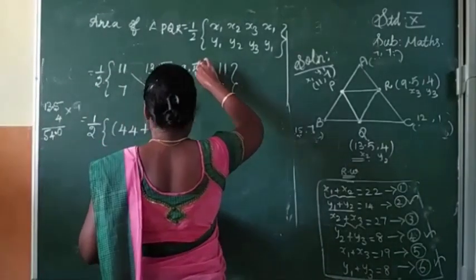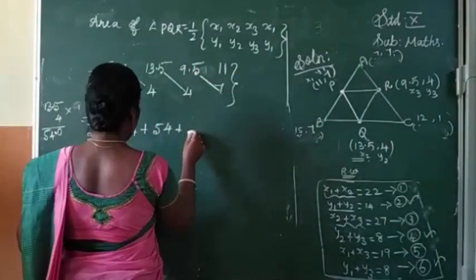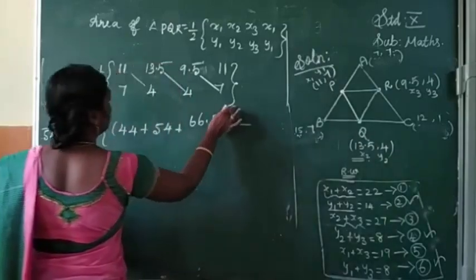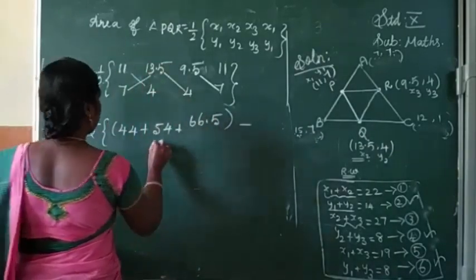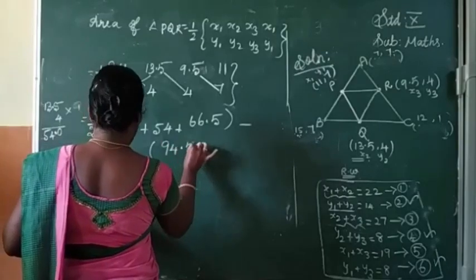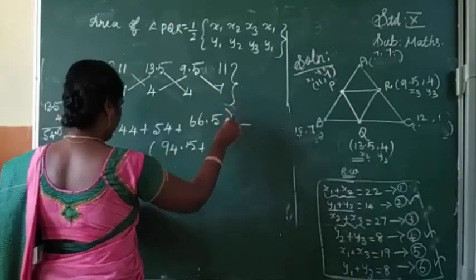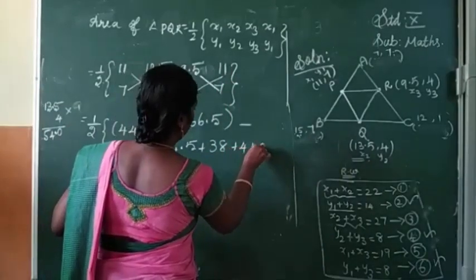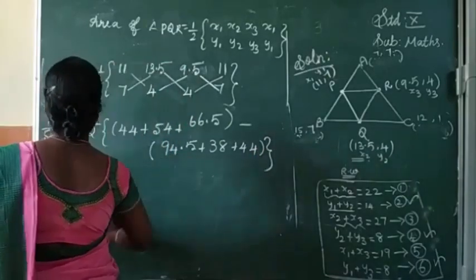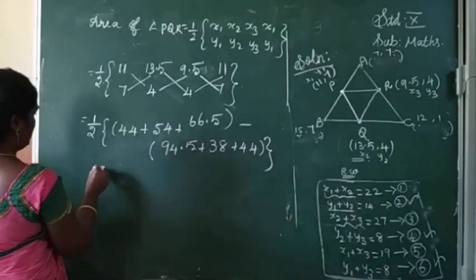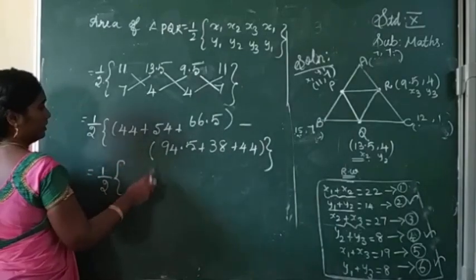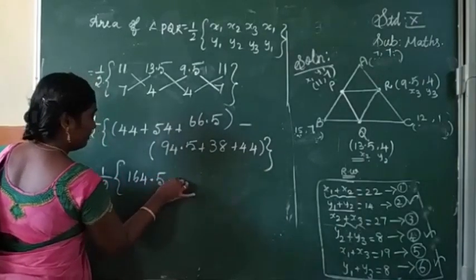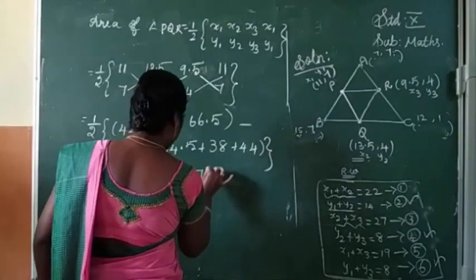Then again if you cross multiply these two numbers you will get the answer 66.5. Then put the formula minus, then again cross multiply these two numbers you will get 94.5. If you cross multiply these two numbers you will get 38. If you cross multiply these two numbers you will get the value 44. That is equal to half into, all are positive numbers. If you add these numbers you will get 164.5, minus, if you add these numbers you will get 176.5.